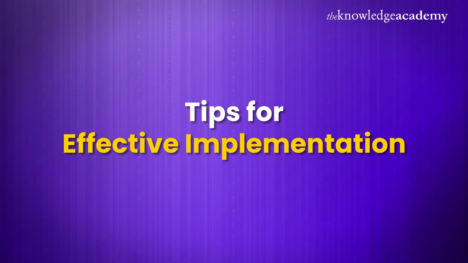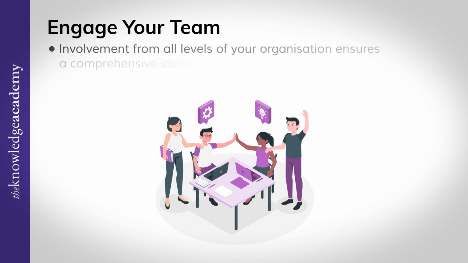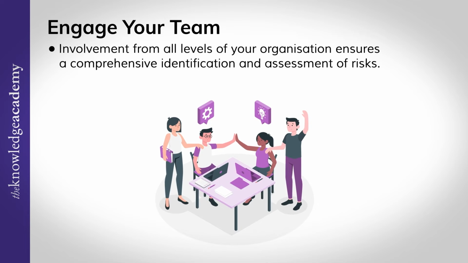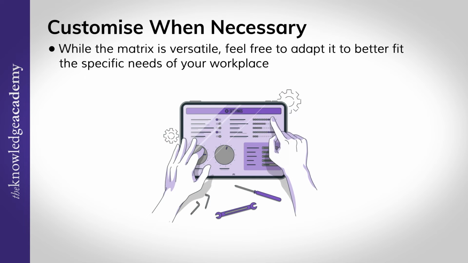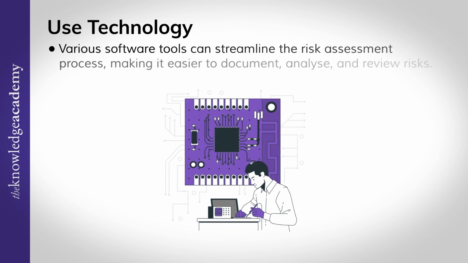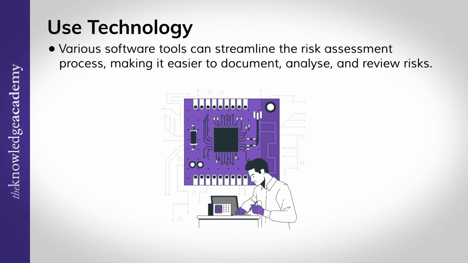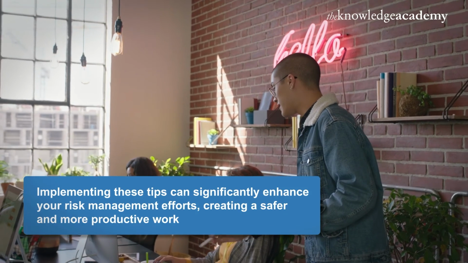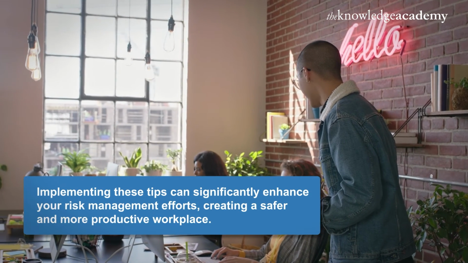Tips for effective implementation. To maximize the benefits of the IOSH 5x5 risk matrix, consider these tips. Engage your team. Involvement from all levels of your organization ensures a comprehensive identification and assessment of risks. Customize when necessary. While the matrix is versatile, feel free to adapt it to better fit the specific needs of your workplace. Use technology. Various software tools can streamline the risk assessment process, making it easier to document, analyze, and review risks. Implementing these tips can significantly enhance your risk management efforts, creating a safer and more productive workplace.